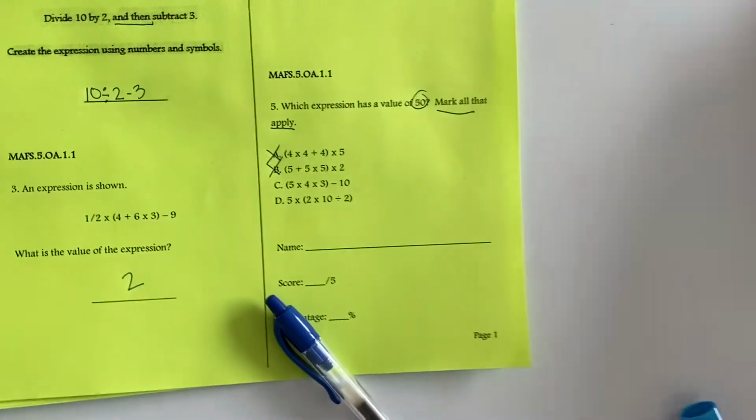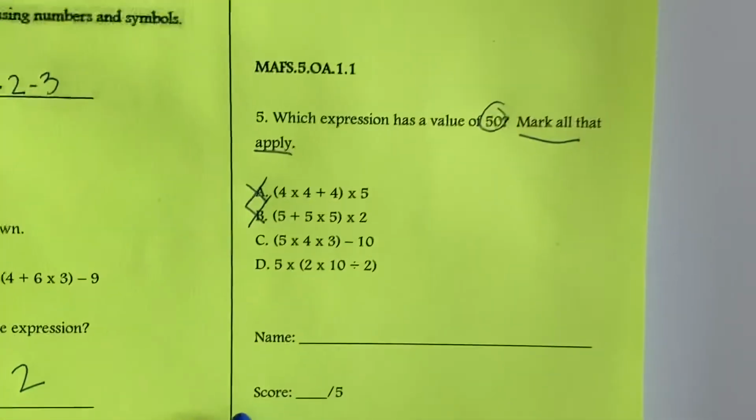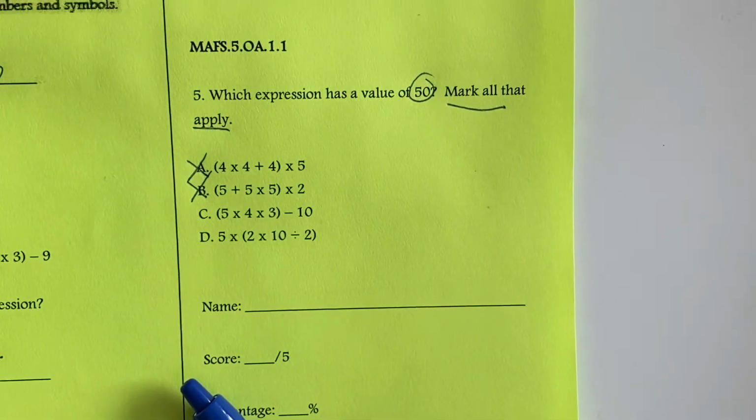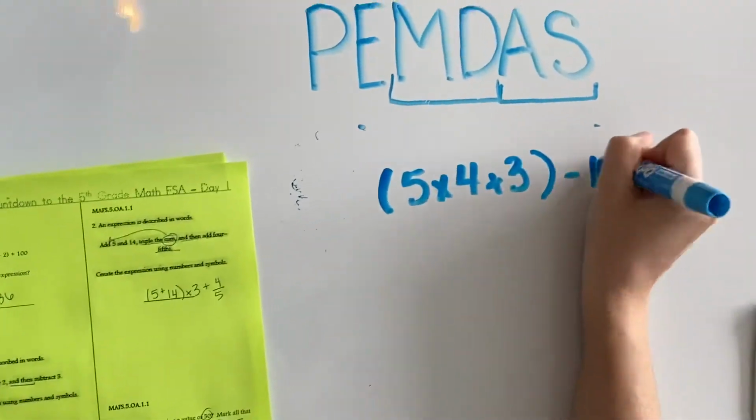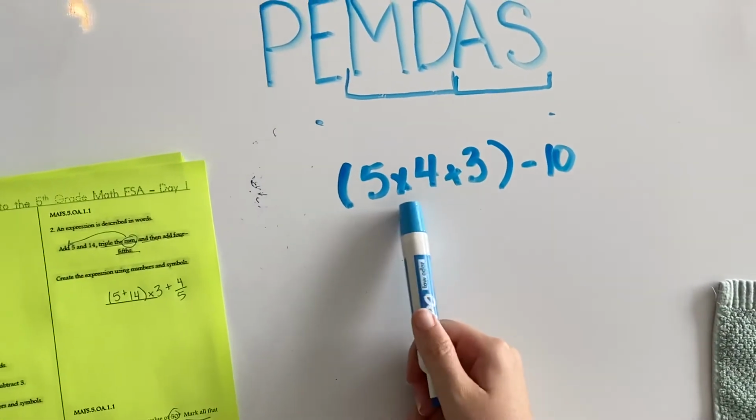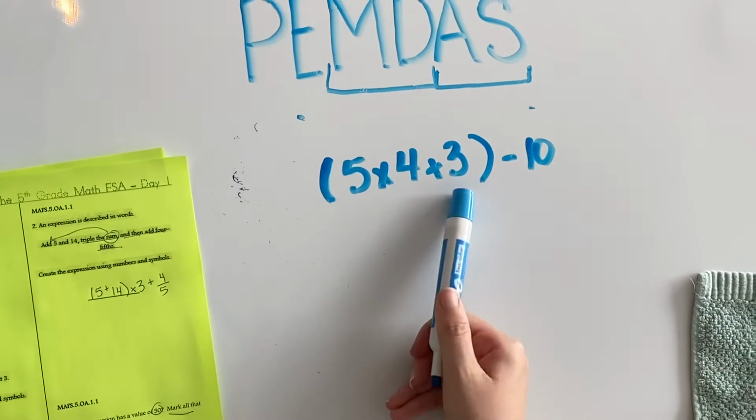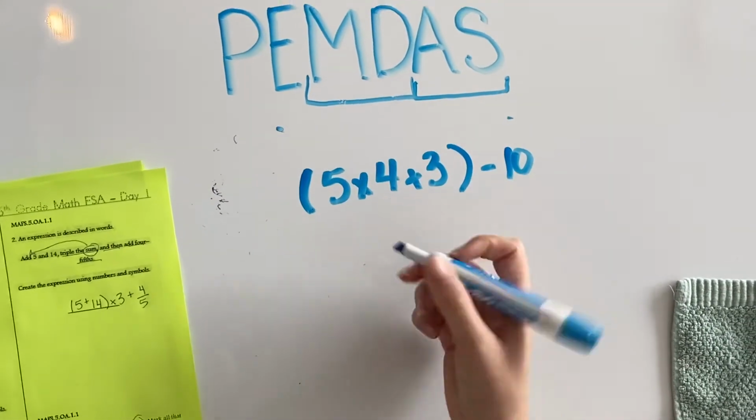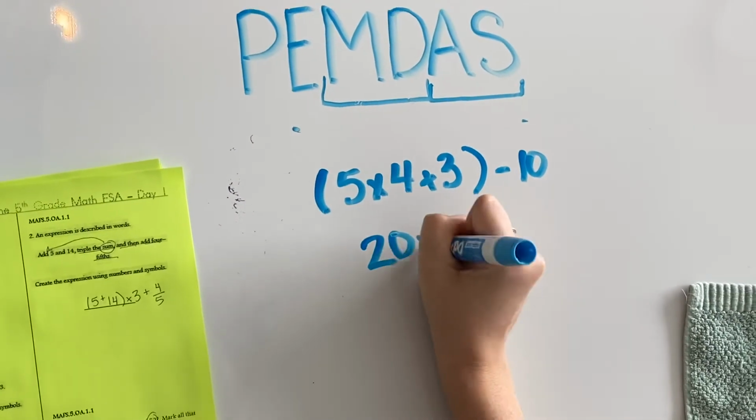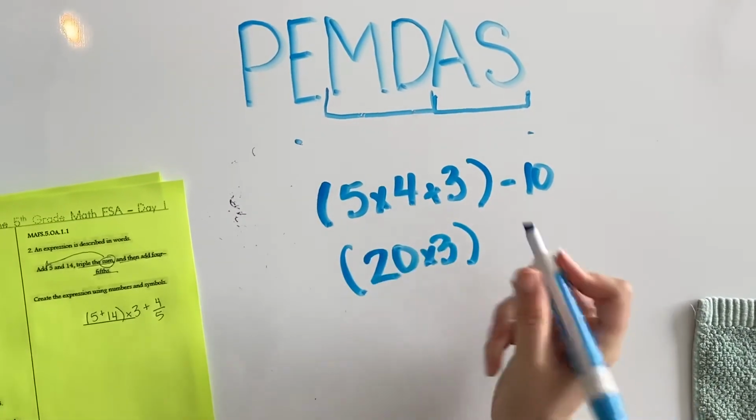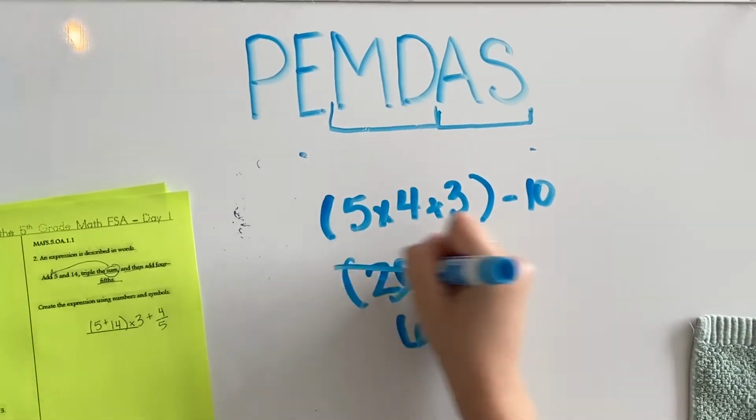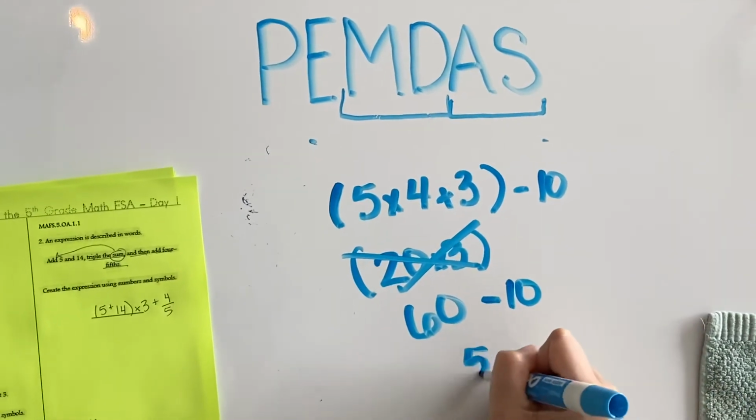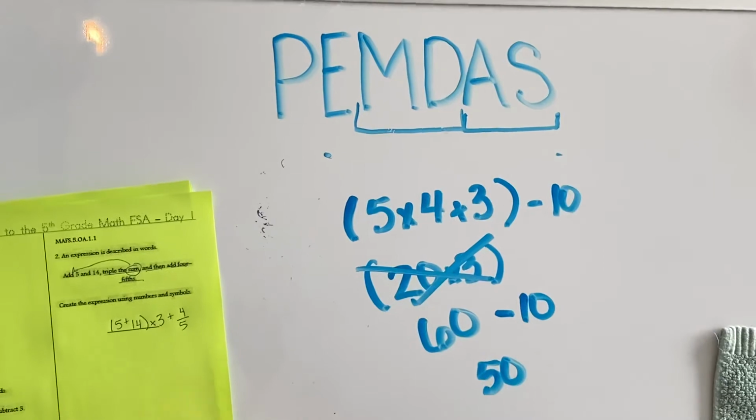All right, let's try the next two. So I have 5 times 4 times 3 minus 10. So inside my parentheses, I have 5 times 4 times 3. All of it is multiplication, so I go from left to right. 5 times 4, I know is 20. Times 3, all inside the parentheses still, is 60. I'm done with parentheses, so I need to bring down what I have left. 60 minus 10 is 50, so C is the correct answer.